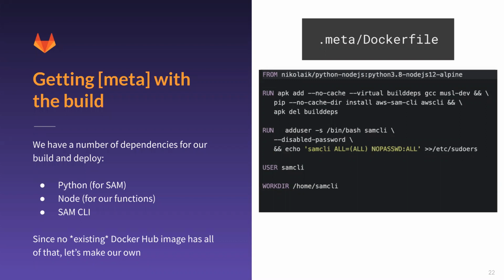So to get that done, I made a meta step before my build, which was to build the Docker file for my build. So here you can see the Docker file where I'm starting from a Docker image that already has Python and Node built in, and then I'm adding to that the SAM CLI and a number of other AWS tools to make sure that it's ready to go, and then setting the working directory to the SAM CLI user before I get started on the rest of the build.